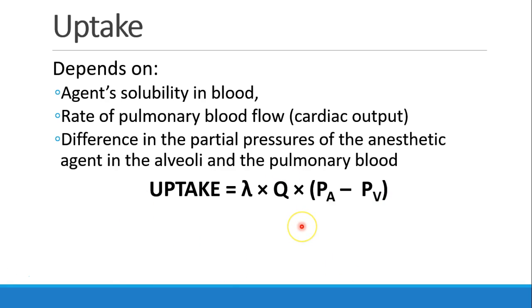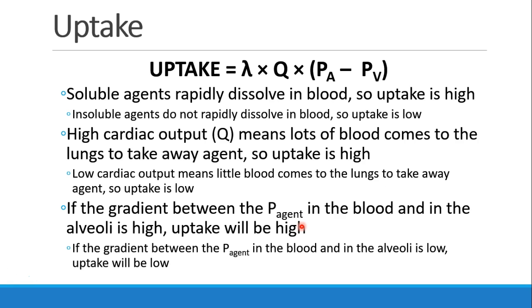This is a very important equation, and you should definitely know it. Again, uptake is solubility, pulmonary blood flow or cardiac output, and the pressure gradient between the alveoli and the pulmonary circulation. So, soluble agents, which rapidly dissolve in the blood, means that uptake will be high. Movement from the lungs to the blood will be quick. Whereas insoluble agents, which don't rapidly dissolve in blood, will have lower uptake.